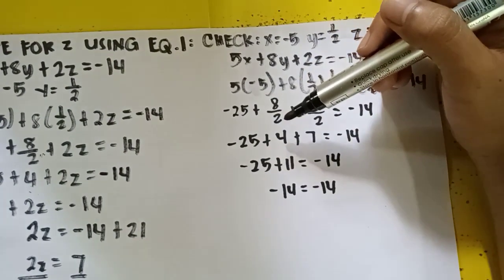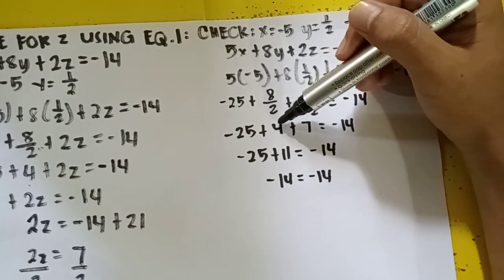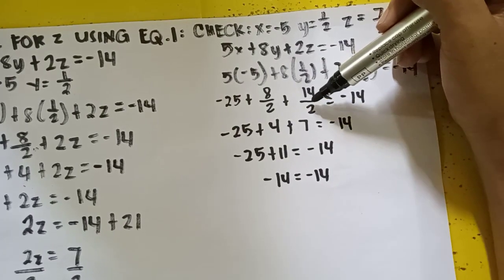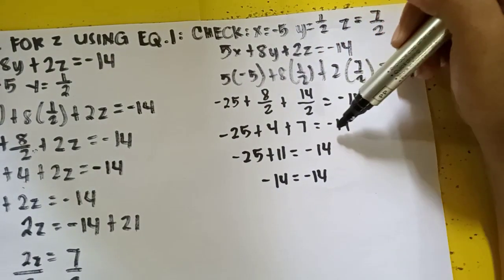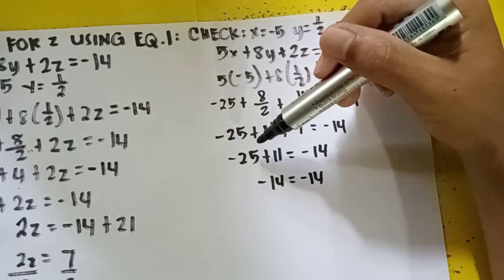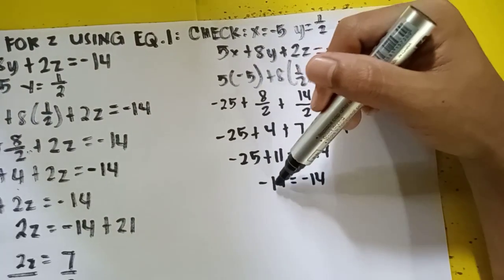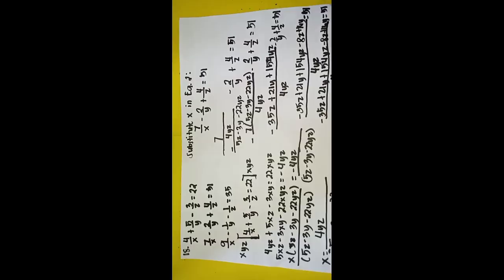Negative 25 plus 4 plus 7. 4 came from 8 over 2, and 7 came from 14 over 2. Negative 25 plus 4 plus 7 equals negative 14. Negative 25 plus 11 is negative 14, so negative 14 equals negative 14. So our answer is correct.